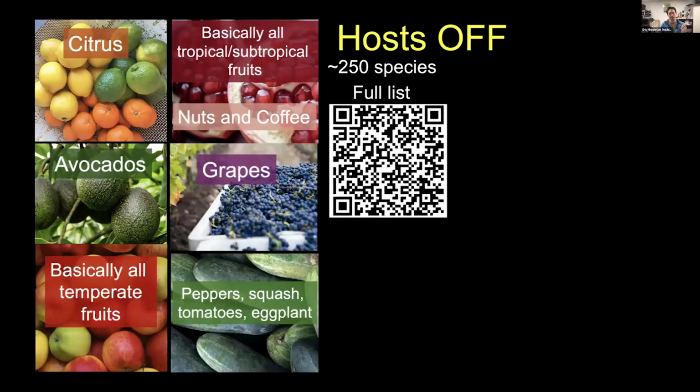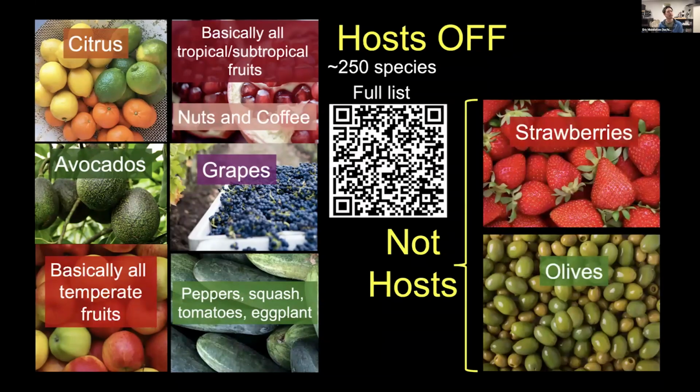Grapes can also be attacked by oriental fruit fly, as can peppers, squash, tomatoes, and eggplant. So it's a huge amount of stuff that can be grown here. In fact, for oriental fruit fly, it's a bit easier to think of what it can't attack instead. It doesn't go after strawberries and olives, but basically everything else you could think of, oriental fruit fly will go after. This is also very similar to what medfly does. Medfly attacks almost everything in the same way that oriental fruit fly does.